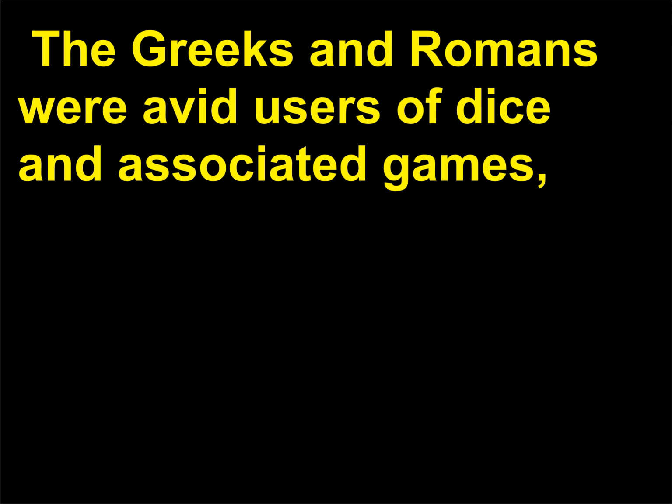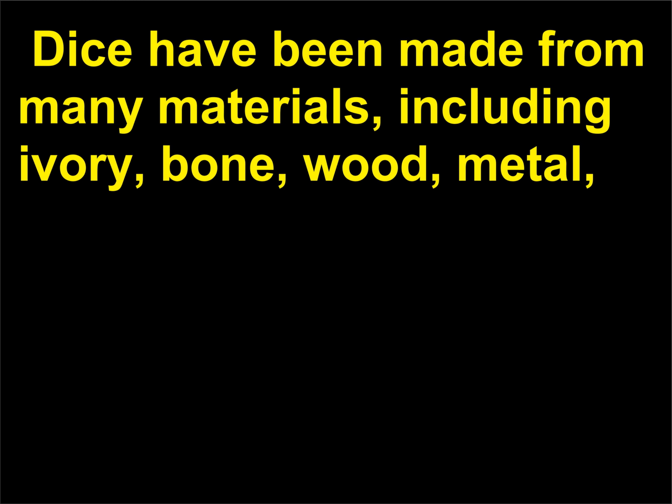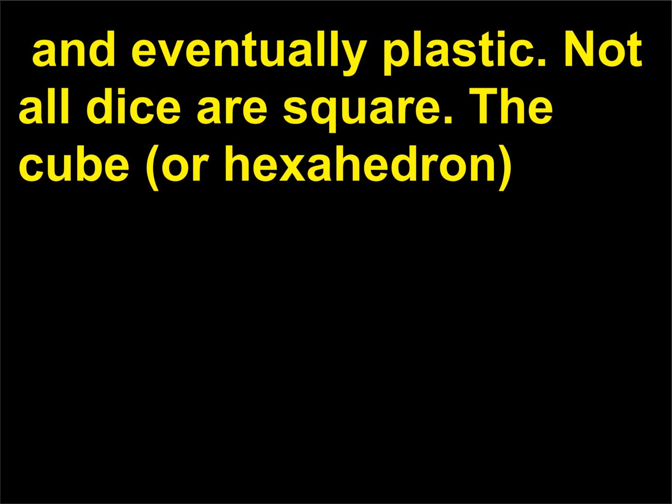The Greeks and Romans were avid users of dice and associated games, and they have been popular from the Middle Ages on. Dice have been made from many materials, including ivory, bone, wood, metal, and eventually plastic. Not all dice are square.